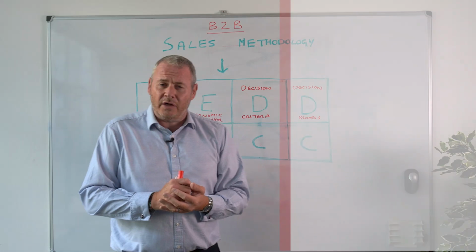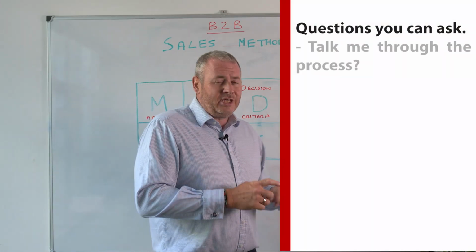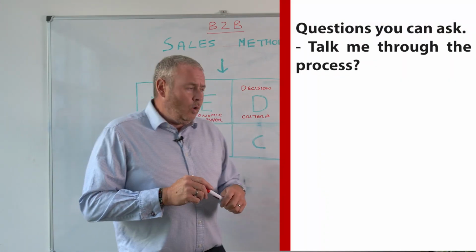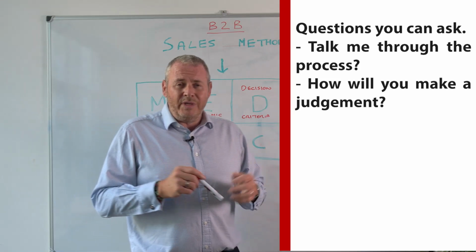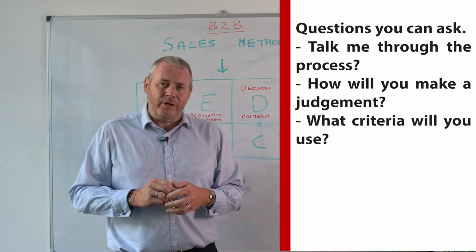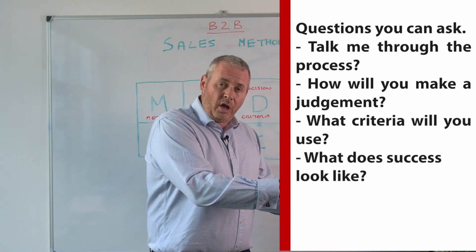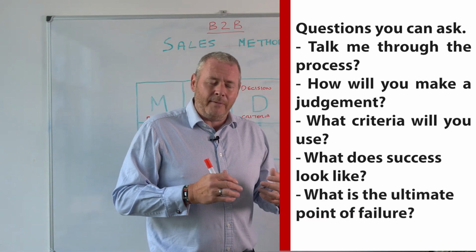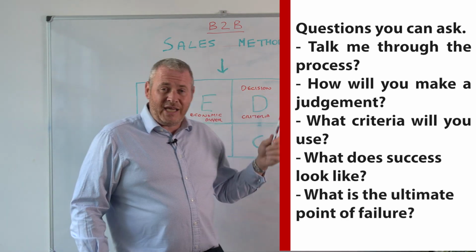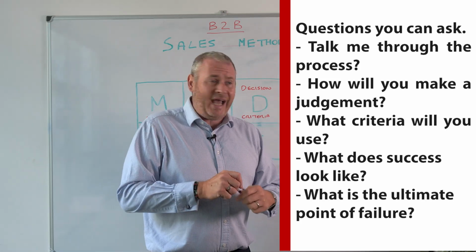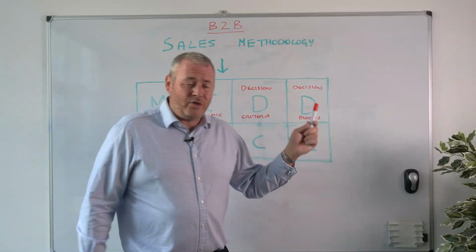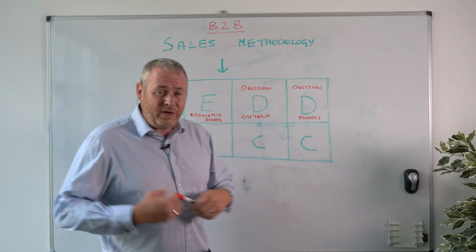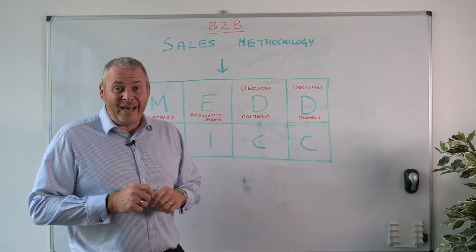Again, questions you can ask are: talk me through the process by which you make these decisions, or how will you make a judgment on who is the right solution for you? What criteria will you use? Or what does success look like for you in 6 to 12 months' time, and what would be the ultimate point of failure? We're looking to ask these questions of the key people and the contacts and relationships we have to find out these two points, and if we can do that, then we can start to move forward in the sales process and hopefully get to an end decision.